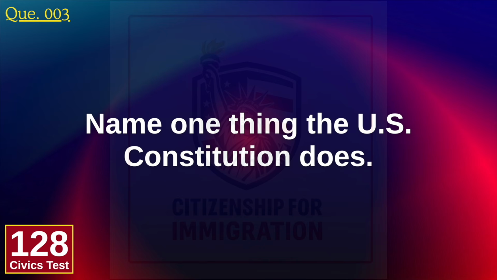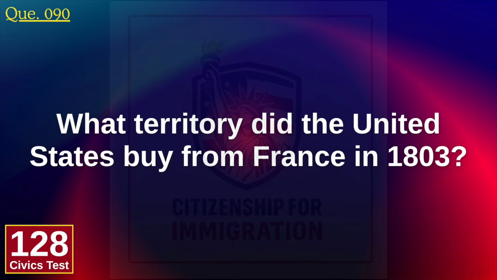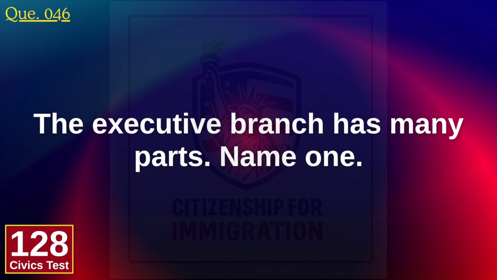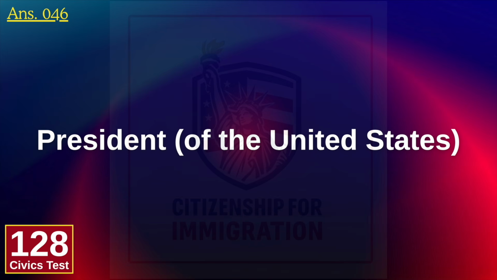Name one thing the U.S. Constitution does. Forms the government. What territory did the United States buy from France in 1803? Louisiana Territory. The executive branch has many parts. Name one. President of the United States.